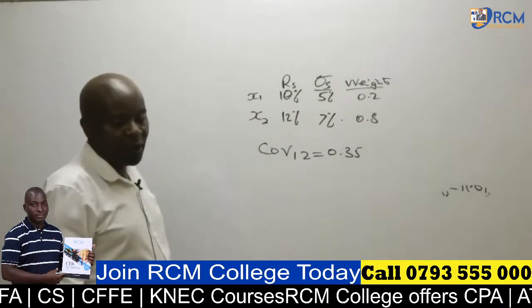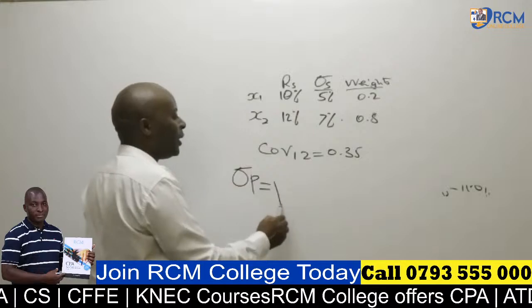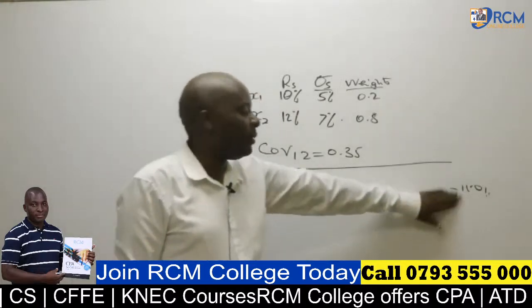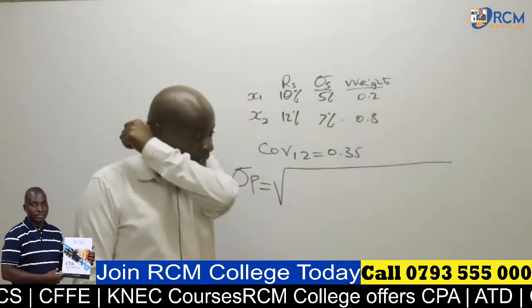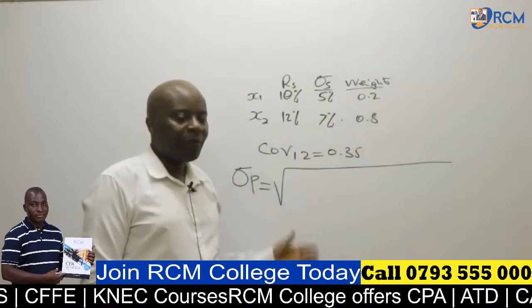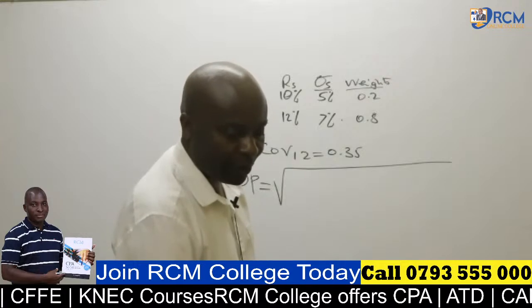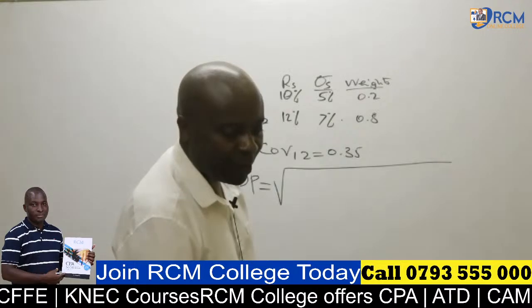0.35. So this big formula, I know that to get the standard deviation of a portfolio, there is a big square root somewhere. Okay. So can somebody remind us very fast? Is there anybody who has really written the formula? Apart from Oscar, who has said the big formula.